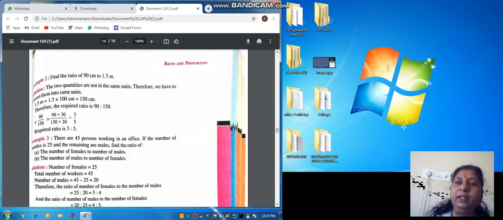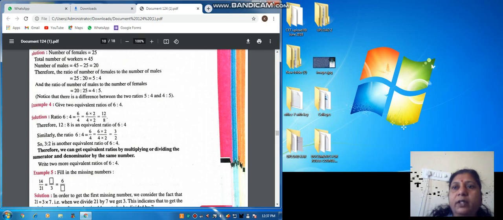Find the ratio of 90 centimeter to 1.5 meter. So are the units of these given quantities the same? No. So first we will convert it into centimeter. So 1.5 meter is equal to 1.5 multiplied by 100. We get 150 centimeter. So 90 upon 150 is the required ratio. If we simplify, we get 3 as to 5. Got it, everyone?